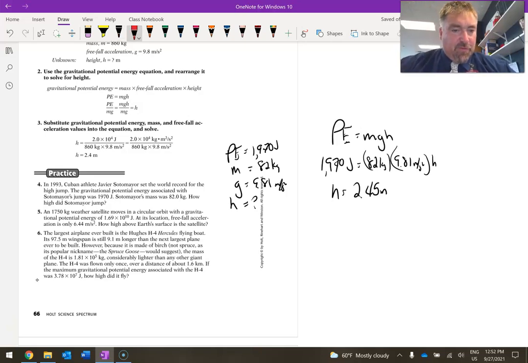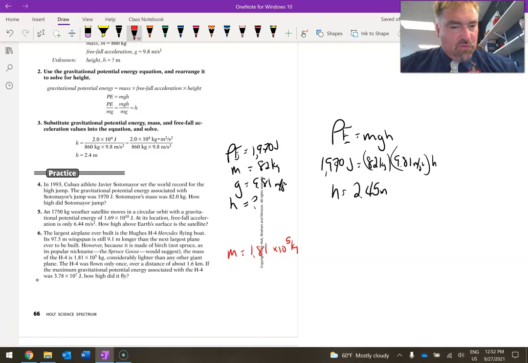The largest plane ever built is the Hughes H-4 Hercules flying boat. Again, 97.5 meters wingspan. It's still 9.1 meters longer than the next largest plane ever to be built. Made of birch, not spruce, the Spruce Goose. And it gives us the mass is 1.81 times 10 to the fifth kilograms. So I'll write that down. Mass, 1.81 times 10 to the fifth kilograms.